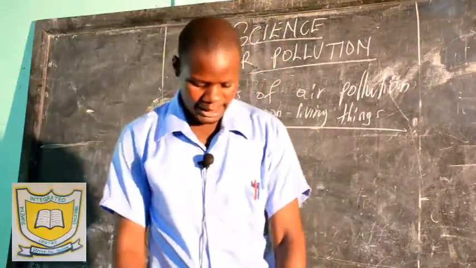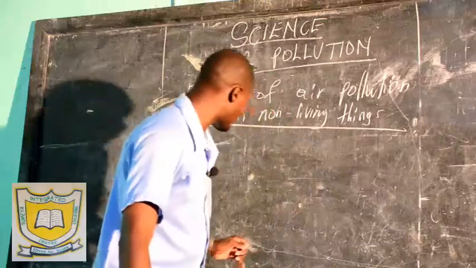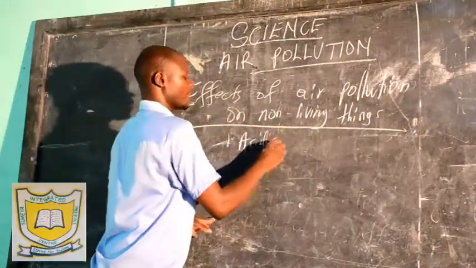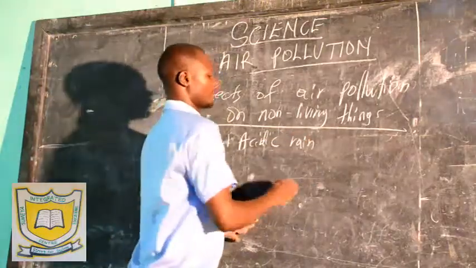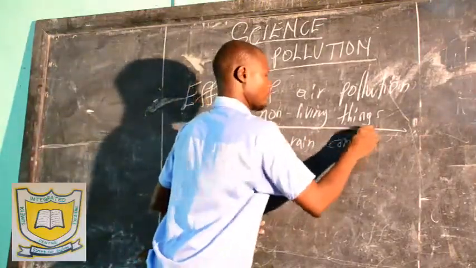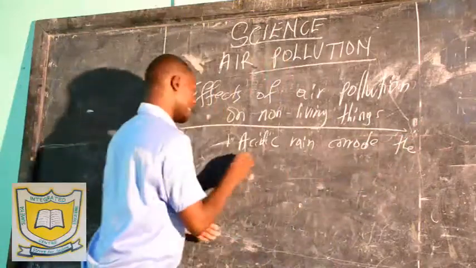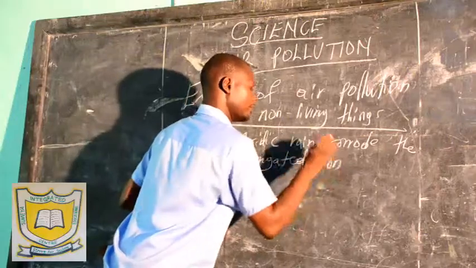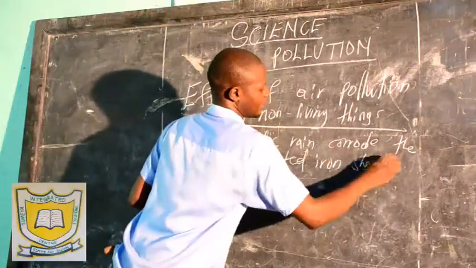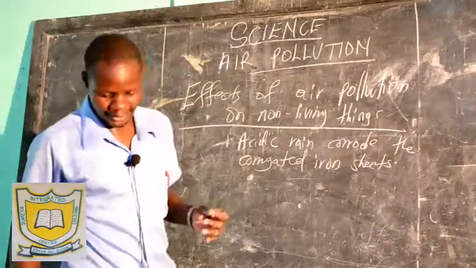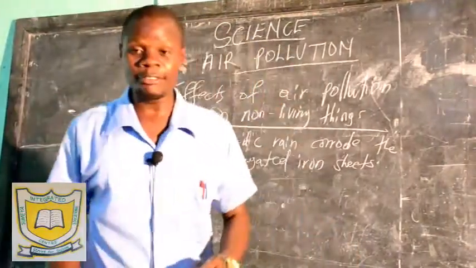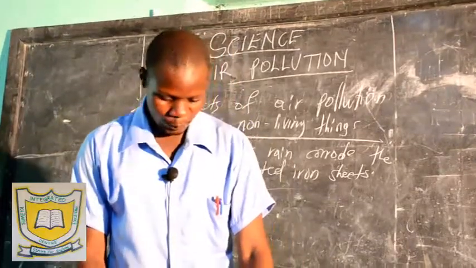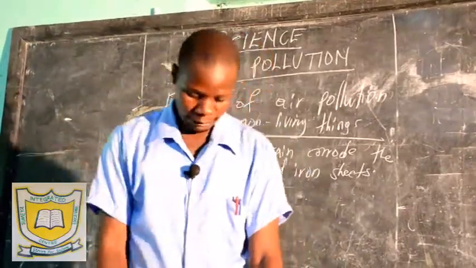One, acidic rain corrodes the corrugated iron sheets. Iron sheets are non-living. Iron sheets do not live, so you find that they are corroded by acidic rain. One way in which air pollution can affect non-living things.